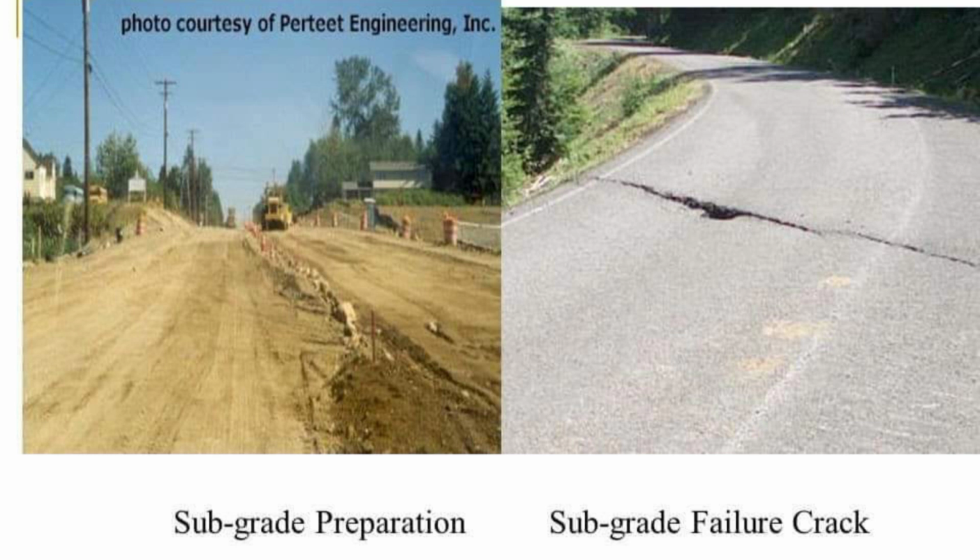rutting in your roads. Rutting is the settlement of the road in the direction of traffic, where the tires of vehicles are running, and then settlement occurs. This is known as rut or rutting. The phenomenon is known as rutting. The main cause of rutting is also the settlement of the subgrade.